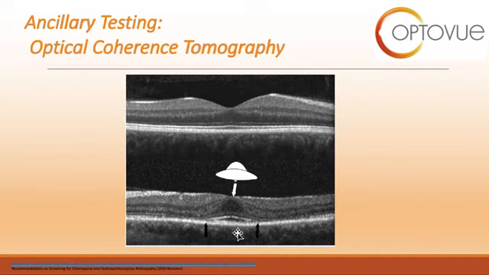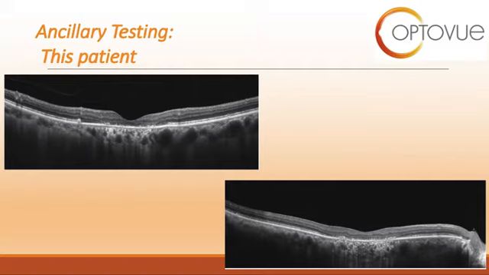However, in this particular case, there's preservation of the ellipsoid zone and ISOS junction and RPE. This results in what we call a classic flying saucer sign. This area here looks almost hyporeflective due to the changes that are happening in the parafoveal area. So let's look at our patient. Our patient had a pretty advanced stage of Plaquenil toxicity with a pretty prominent bullseye appearance.